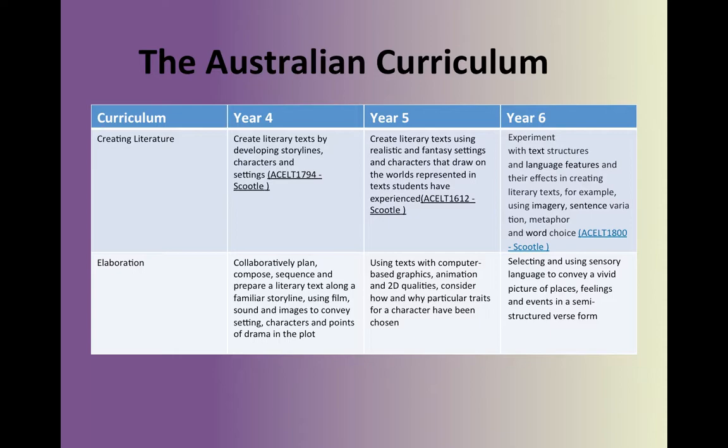The Year 6 students are to experiment with text structure, language features, and their effects in creating literary text by using imagery, sentence variation, metaphors, and word choice. So these students are introduced to sensational story starters that ask them to use sensory language to convey vivid pictures of place, feelings, and events to just capture the interest of their audiences.